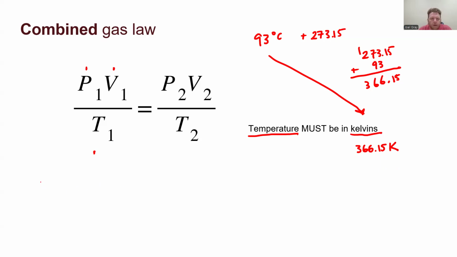So for the combined gas law, let's imagine that we have a P sub 1, V sub 1, T sub 1. This is our initial state. Initially, we have a system where the pressure is 1.03 atmospheres.